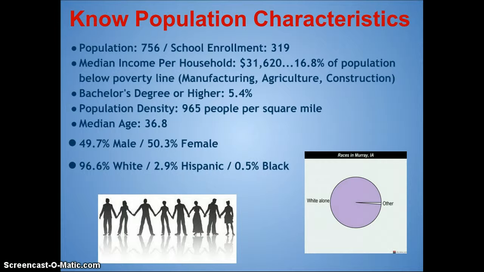The population density is 965 people per square mile, so that tells us that the town is smaller than 1 square mile. The median age of the population is 36.8. 49.7% of the population is male, and 50.3% is female. For race, 96.6% of the population is white, 2.9% Hispanic, and 0.5% black. Like I said previously, this is a very small town.